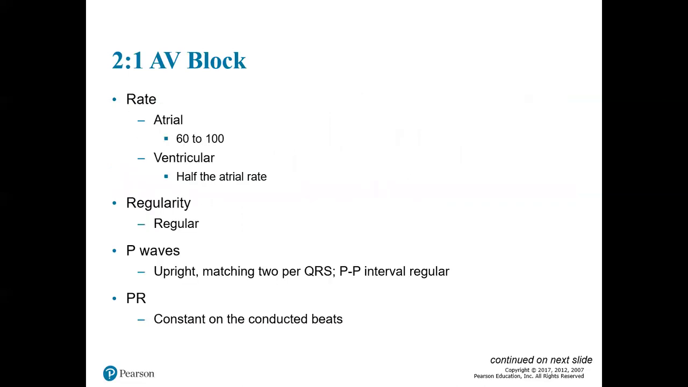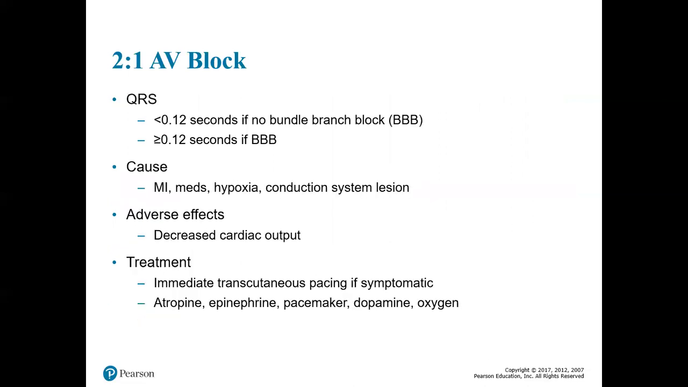Heart rate again can still be maintained at 60 to 100. P waves will be upright and matching, 2 P waves to 1 QRS. Some of the causes of your 2-to-1 AV block are, again, the patient may have had a heart attack, medications, hypoxia, or some type of conduction system lesion. Adverse effects, they will have decreased cardiac output, and the treatment again will be your pacemaker, okay, and your first line of defense drugs, your atropine, epinephrine, dopamine, and oxygen.